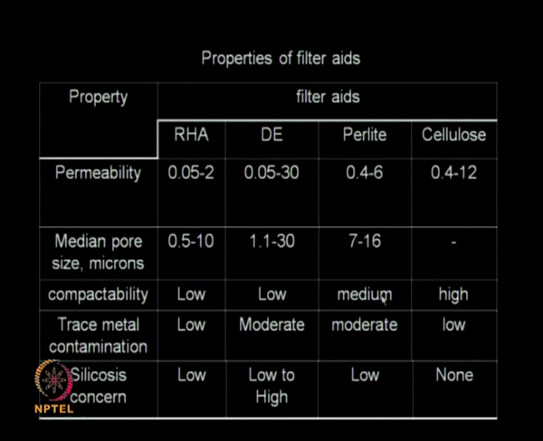So if you are looking at compactability, cellulose has higher compactability, whereas perlite-like material has medium compactability. If you are looking at contamination present in these filtrates, you can see that again cellulose has the lowest contamination. Again, if you are interested in the particle size, then you see a large variation, and the permeability values also change quite a lot, starting from very low values of permeability going up to almost a factor of 1000.